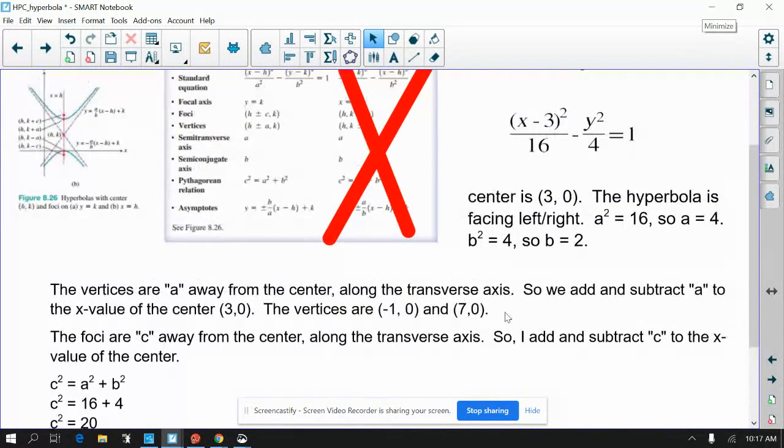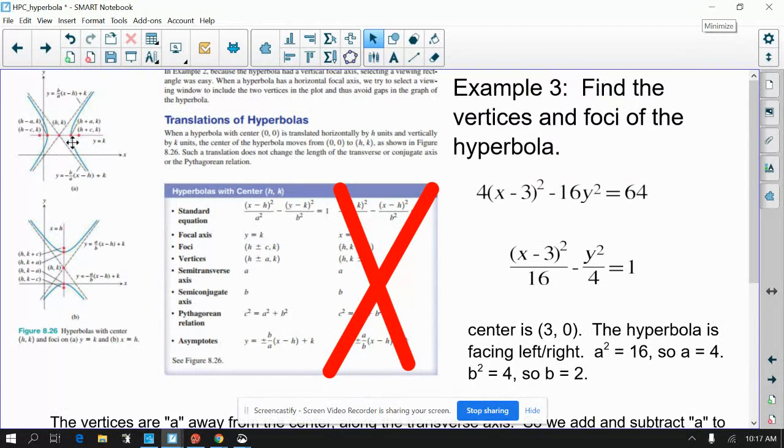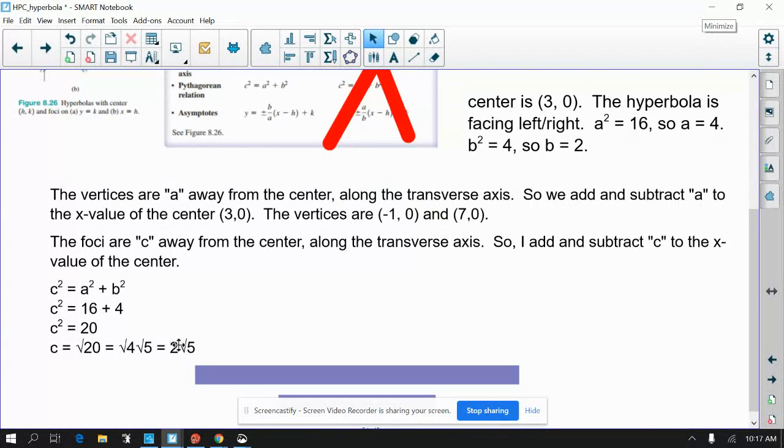That is bigger than 4, because remember, the vertices are a away from the center. The foci are further away. So if I had to go 4 to the left and right to get each vertex, I have to go more than 4 to get each focus. And so I'm just trusting that 2 rad 5 is going to be bigger than 4.